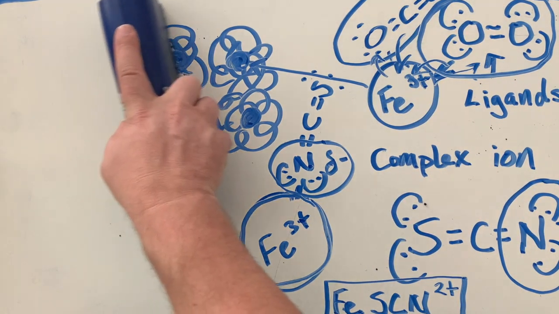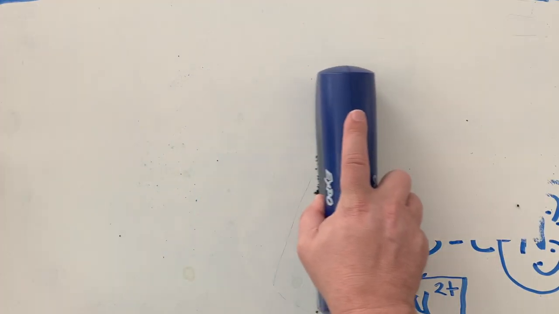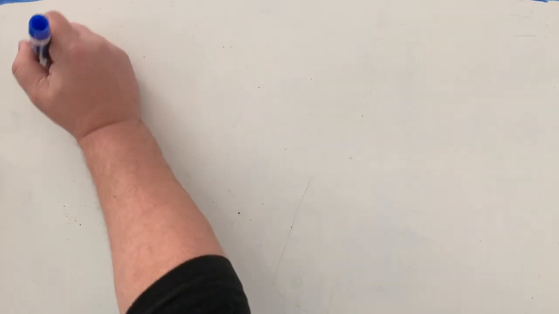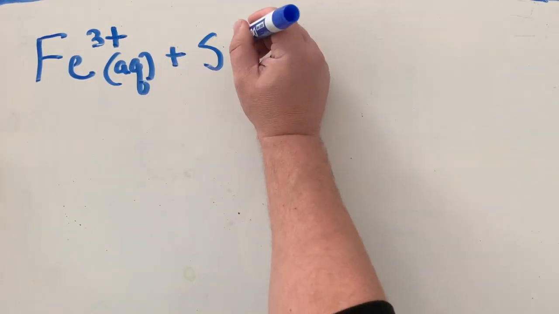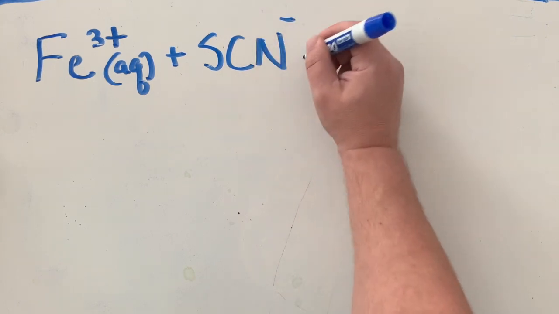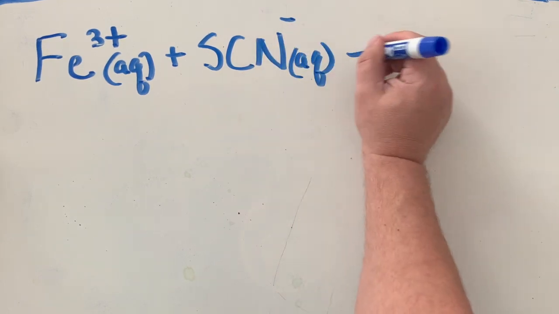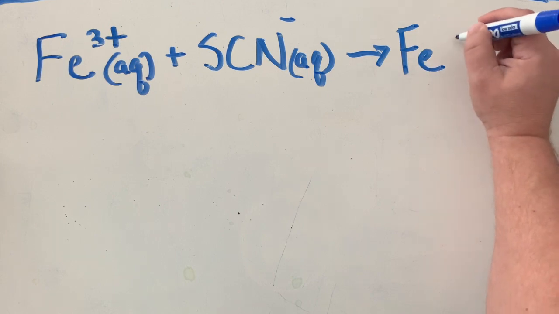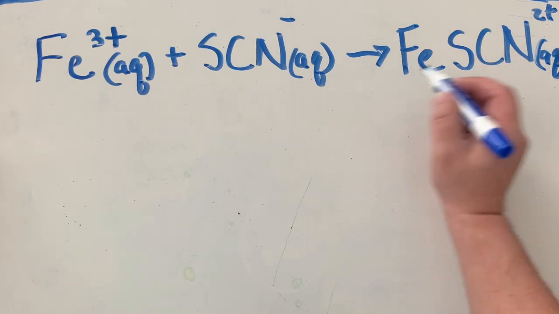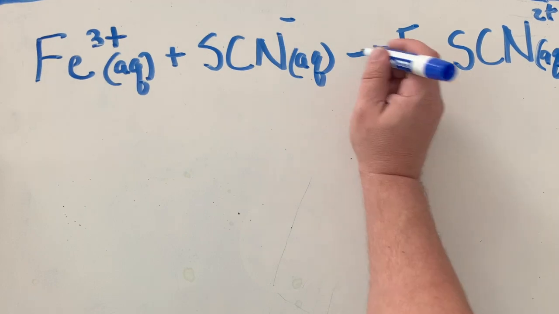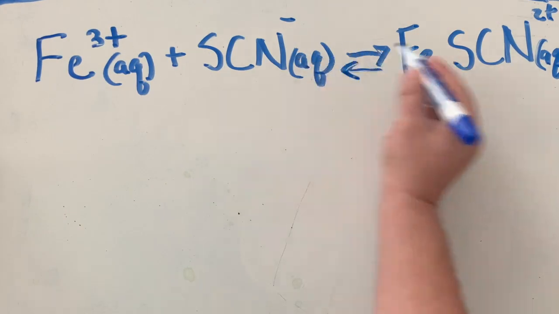Let's take a look at the chemical reaction that describes that process of the thiocyanate attaching. We have Fe3+ aqueous attaching to SCN- aqueous, and we get FeSCN2+ aqueous. It's a complex ion because it's still dissolved in the water. It's not a crystal. It's combined with the 2 ions. And this is at equilibrium. It goes forward and backward.